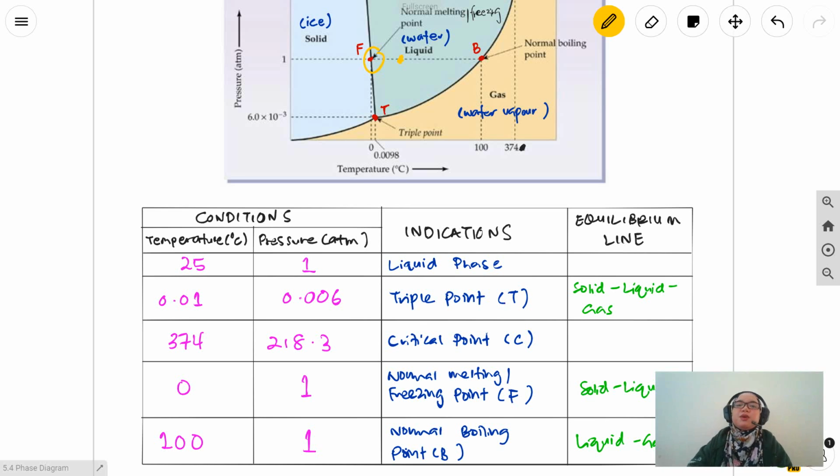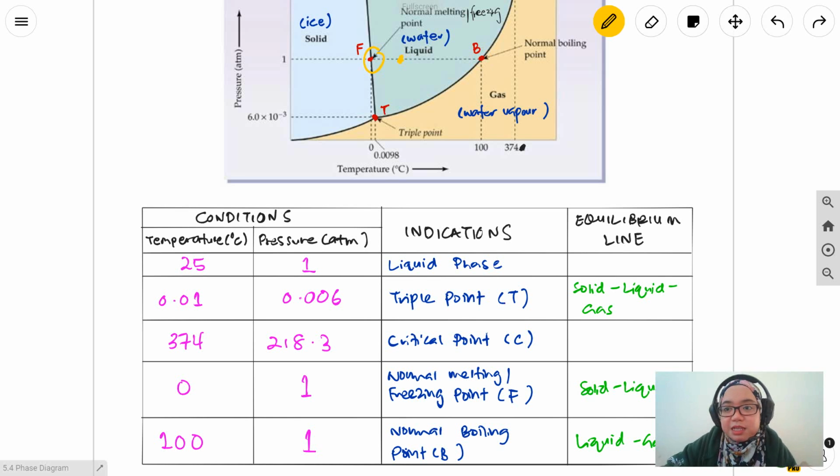Okay, next we have the boiling point here at 100 degrees Celsius and 1 atm. This is the normal boiling point, where the liquid will boil into gas and enter the gas phase. Bila dia boil kan, dia ada vapor kan? Itu vapor tu dia enter gas phase. So this is the boiling point here.